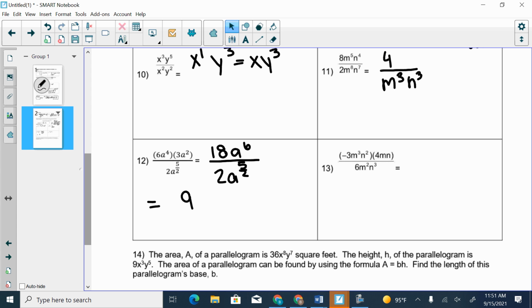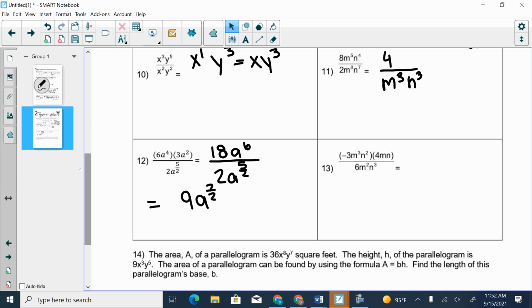Okay. And then for a, what am I going to do with my exponents? Subtract. So I've got 6 minus 5 over 2. And what is 6 minus 5 over 2? 7 over 2. Which one's bigger, 6 or 5 over 2? 6.